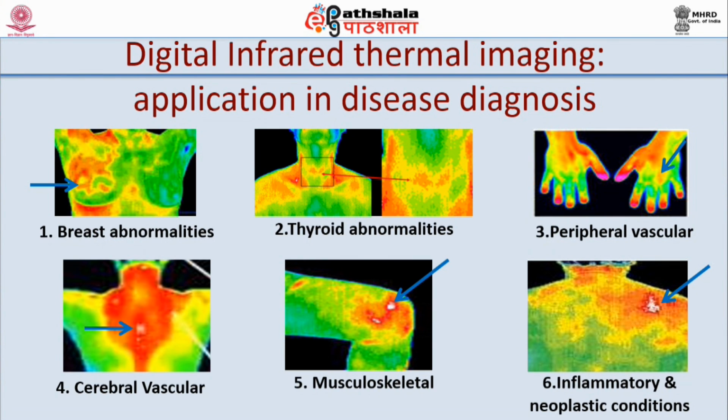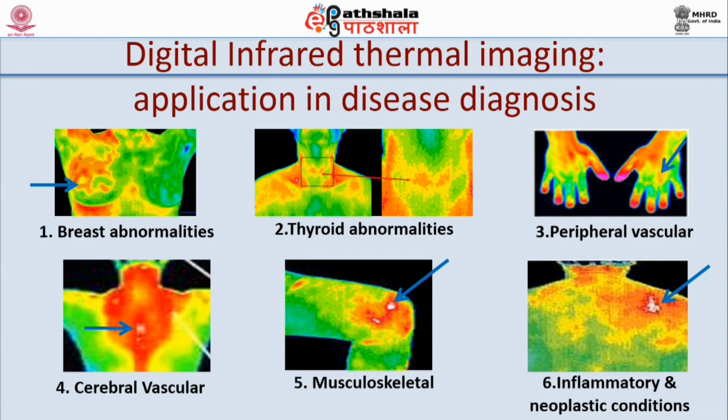Now, these are the examples I am just giving you. For example, breast abnormalities, such as a cancer or any abnormality, can be seen if there is a red color compared to the right one. You see the left one has a red color, which is showing that there is something different which is not normal. That is why the thermal heat is more on that side.